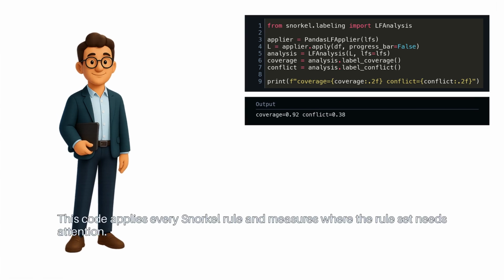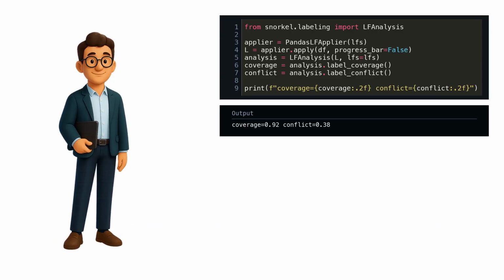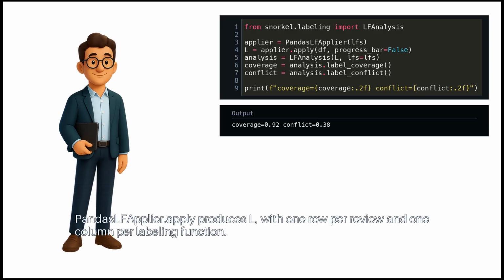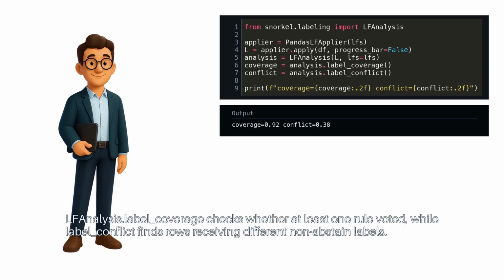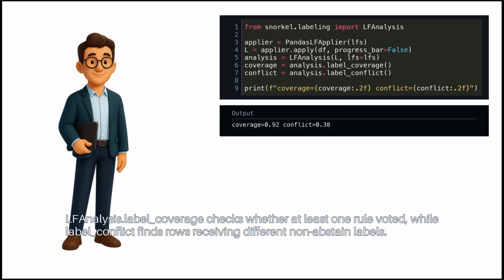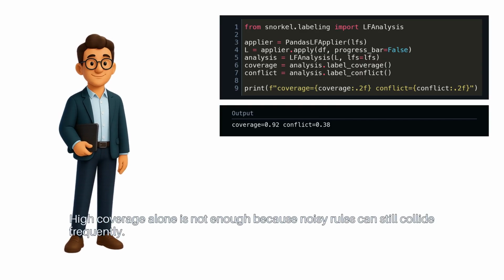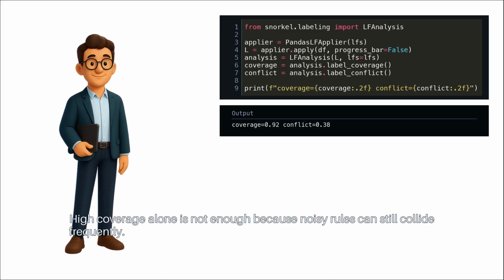This code applies every Snorkel rule and measures where the rule set needs attention. PandasLFApplier.apply produces L with 1 row per review and 1 column per labeling function. LFAnalysis, label coverage, checks whether at least 1 rule voted, while label conflict finds rows receiving different non-abstain labels. High coverage alone is not enough, because noisy rules can still collide frequently.